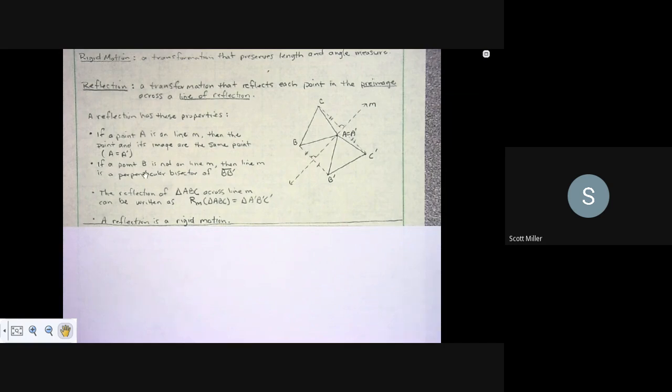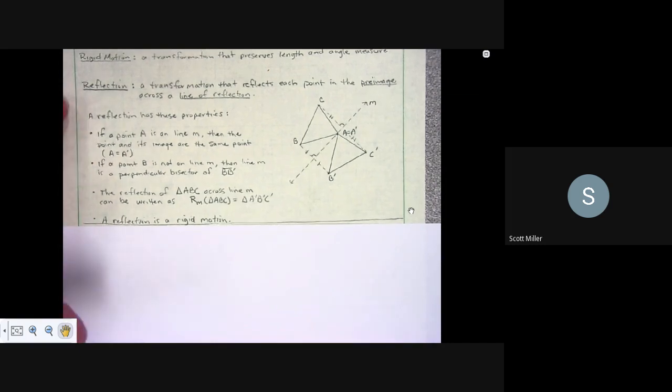So A and A prime are the exact same point. If it's not, then it falls into the same pattern as all the rest. If a point is not on the line, B, then the line M is a perpendicular bisector of the segment from B to B prime. So that segment would be perpendicular, and it will bisect it. And that's the same for all. The reflection of ABC across line M.